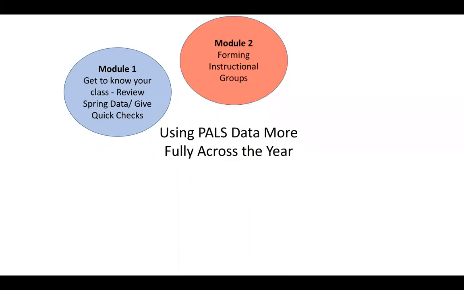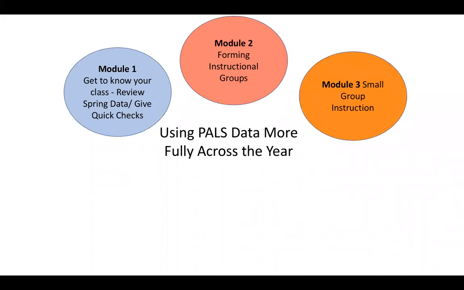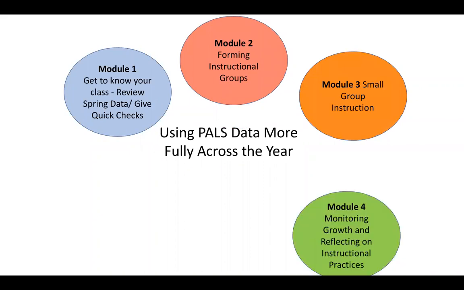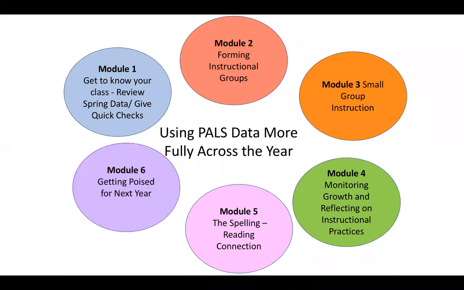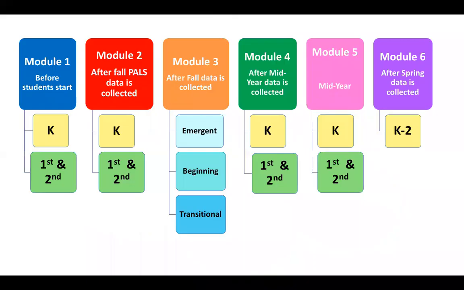But then we move on to module 2, where we talk about forming instructional groups. Module 3 is about small group instruction. Module 4, monitoring growth and reflecting on your instructional practice. Module 5 is all about that spelling reading connection that I talked about earlier. And then module 6 brings you to thinking about the next school year and getting poised for that. So that's sort of the way that these modules line up in sequence.